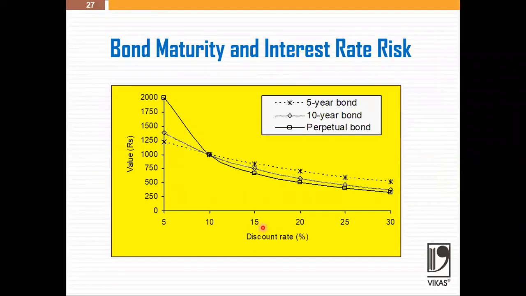Yeah, you can see the value of the bond at discount rate. The horizontal axis displays discount rate and vertical axis gives the value. Okay, there are three types of value. So this mark, the 5 years bond, right? When discount rate increases here, its value is always higher than the 10 years bond, right? The 5 years bond value is at all times higher than the 10 years bond, and the value of the 10 years bond is higher than the perpetual bond.